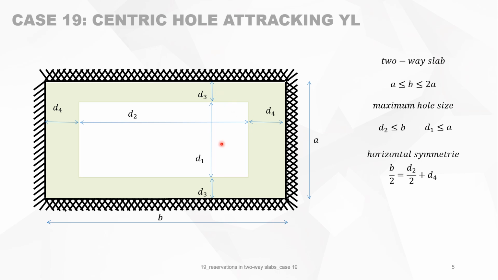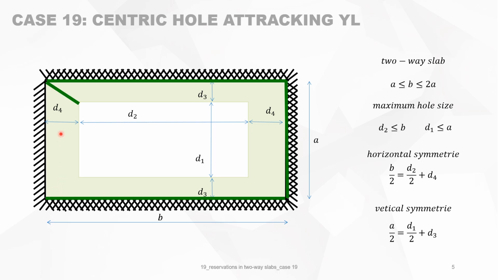And because of the symmetry, you have this equation. Simple, it's just the summation: D1 plus D3 plus D3 will be equal to A, and D4 plus D4 plus D2 will be equal to B. Yield lines, negative bending moments: we have a yield line according to A and one yield line according to B.